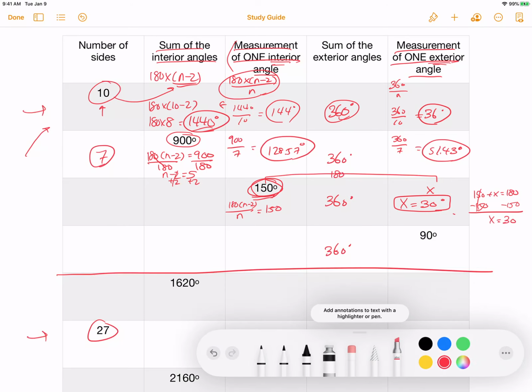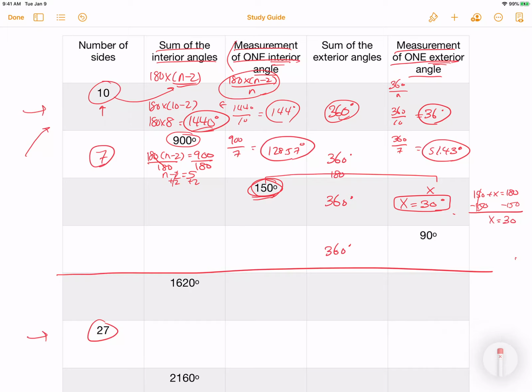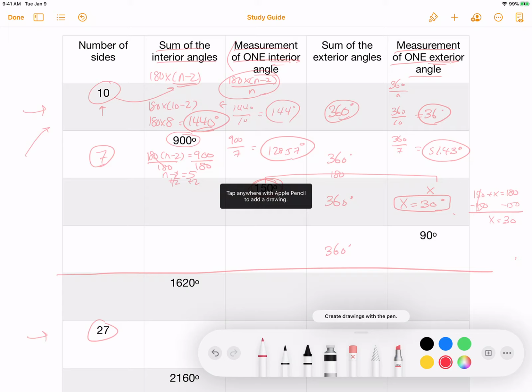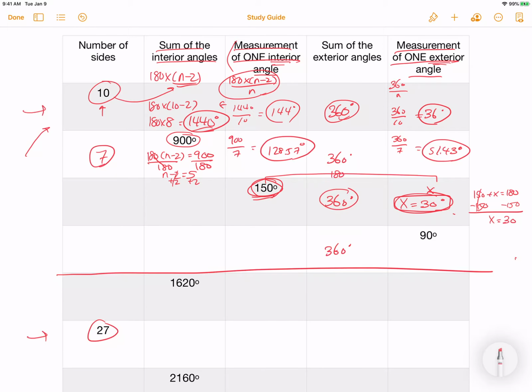Now using that, you can do this a lot easier by just simply taking this number and dividing by this number. If you take the sum of the exterior angles divided by the measurement of one exterior angle, it actually gives you the value of n, which is on this side. So 360 divided by 30. Again, take the sum, divide by the measurement of one exterior angle. That should get you 12. I do recommend you use this method because it's a lot easier to do it this way.